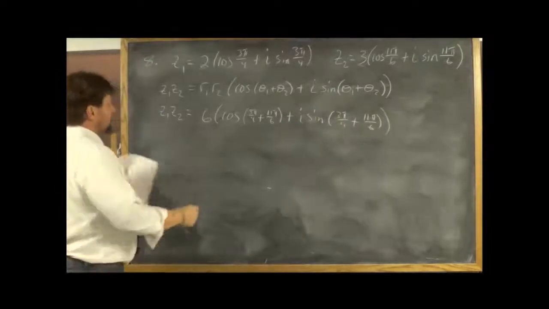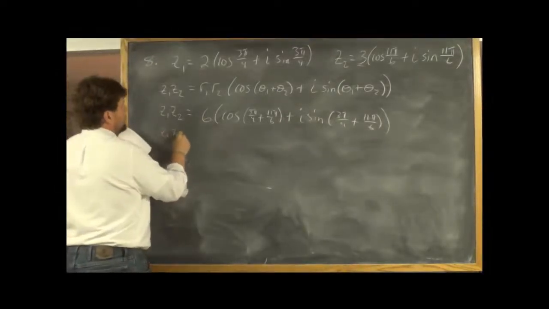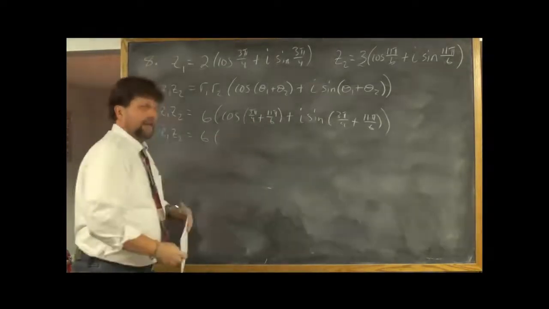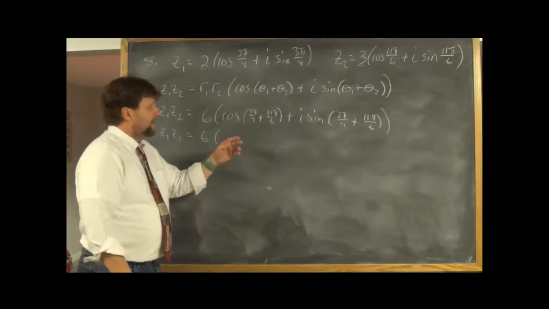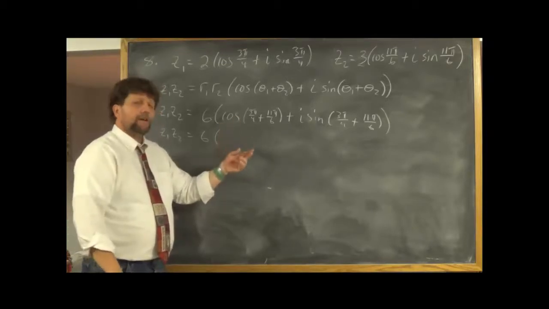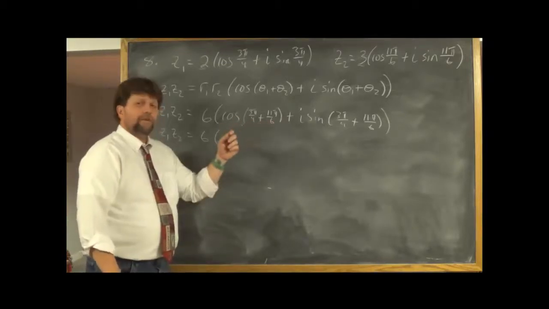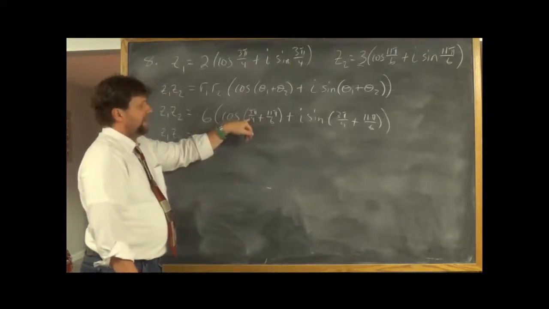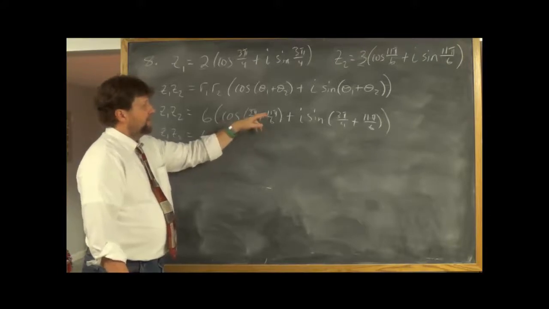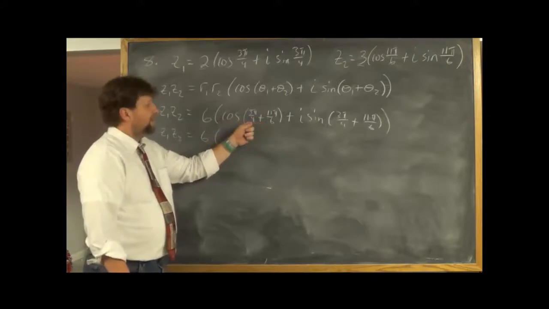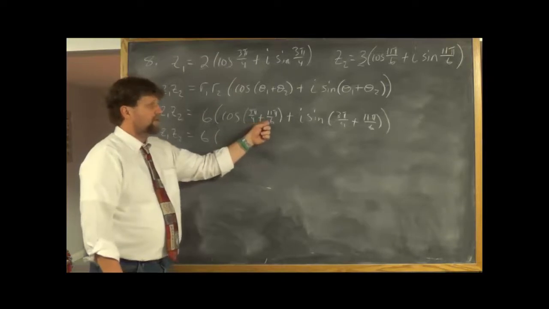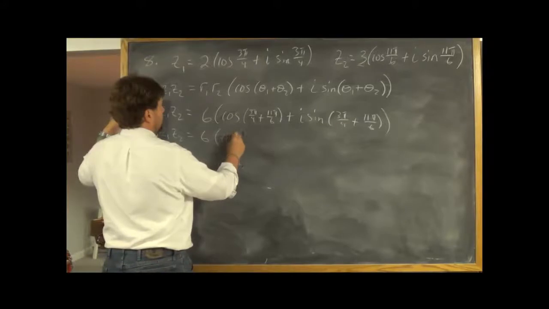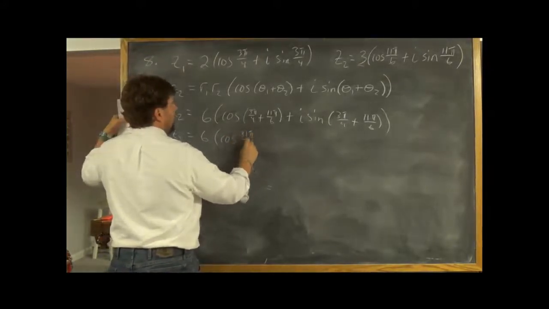We need to clean this up just a little bit. We need to get a common denominator here to add those two fractions together. So I'll talk you through it. Common denominator for these fractions would be 12. So you'd have to rewrite this as 9 pi over 12, and this would be 22 pi over 12. So 9 pi over 12 plus 22 pi over 12 will give you cosine of 31 pi over 12.